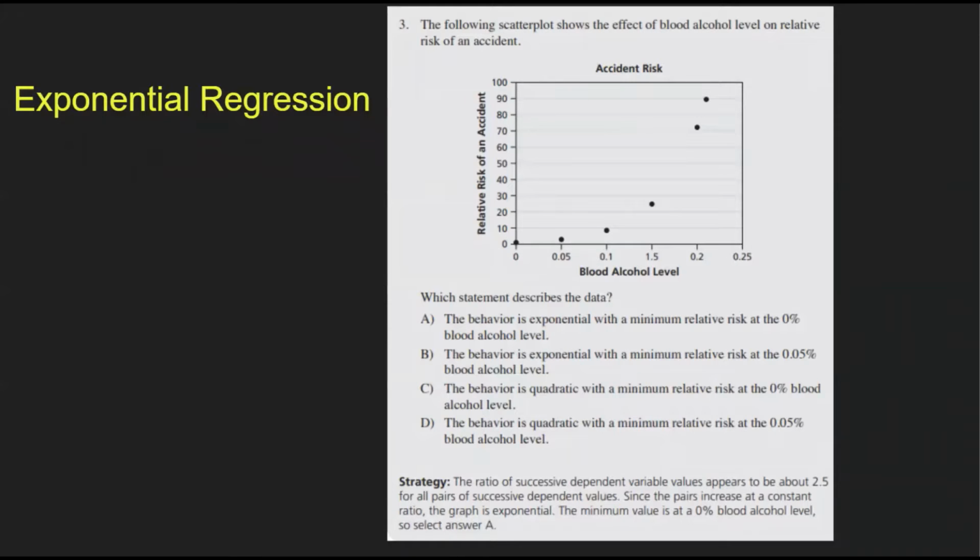Hey, this is a support video for students working with the TI84 calculator, specifically for the SAT exam math section 4. For exponential regressions, here's an example that you too can code with your TI84 calculator. The following scatter plot shows the effect of blood alcohol level on relative risk of accident.